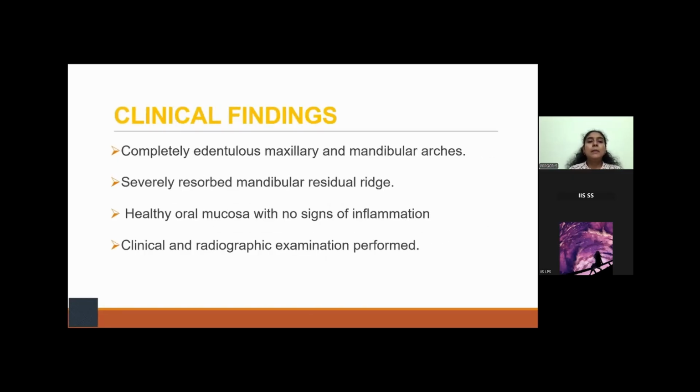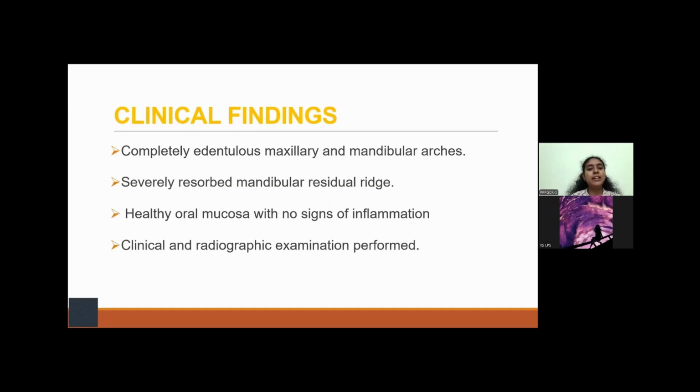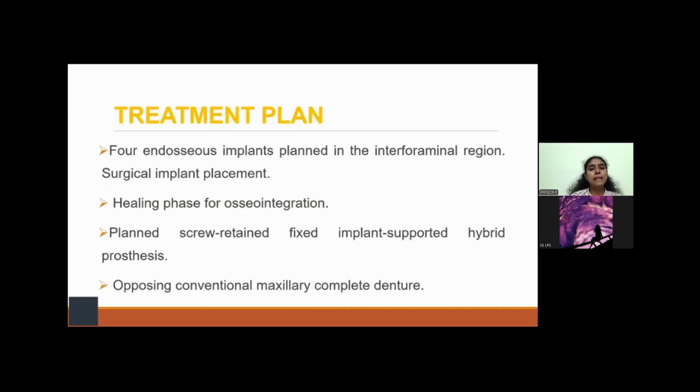Clinical findings: completely edentulous maxillary and mandibular arches, severely resorbed mandibular residual ridge, healthy oral mucosa with no signs of inflammation. Clinical and radiographic examinations were performed. Treatment plan: four endosseous implants planned in the interforaminal region, surgical implant placement, a healing phase for osseointegration, and a screw-retained fixed implant-supported hybrid prosthesis opposing a conventional maxillary complete denture.